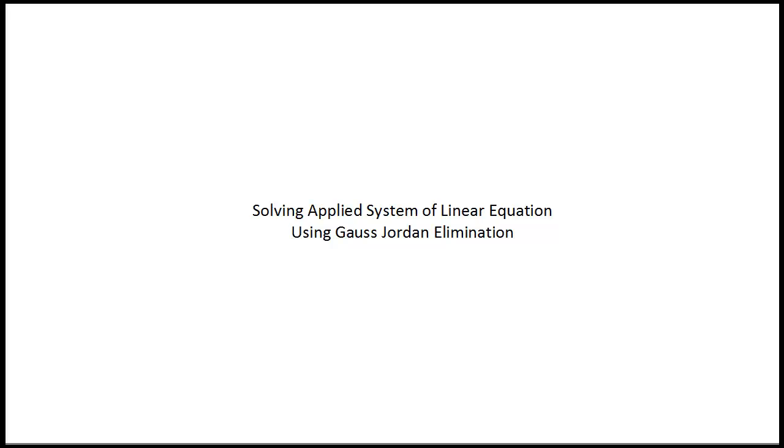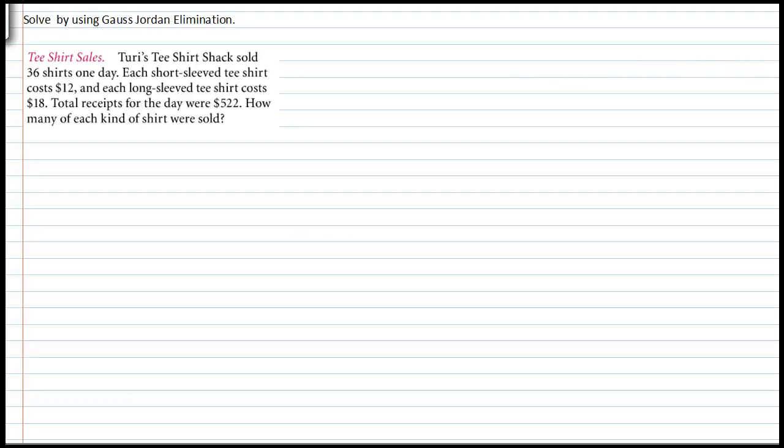Welcome. In this video we will be learning about solving applied systems of linear equations by using Gauss-Jordan elimination. So we want to solve this word problem by using the Gauss-Jordan elimination of two variables. And the reason why I know I have two variables is, first, let's read the problem.